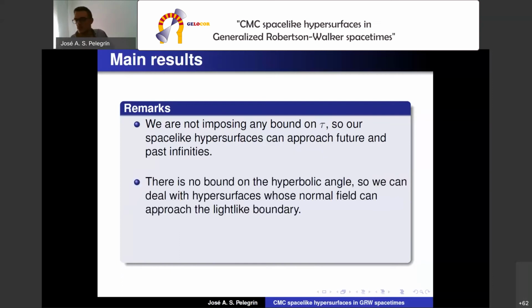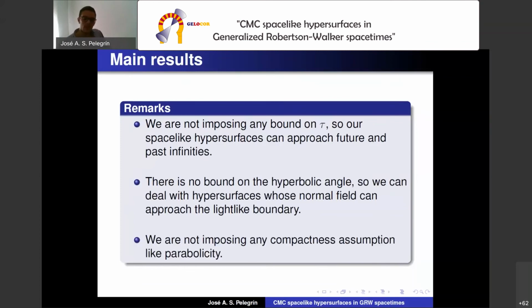We are neither imposing any bound on the hyperbolic angle, so the normal field can approach the lightlike boundary as much as we want. And we have neither imposed any compactness assumption like parabolicity, which was an idea used by Romero, Rubio, and Salamanca to deal with the non-compact case. And these are the assumptions that we haven't used.